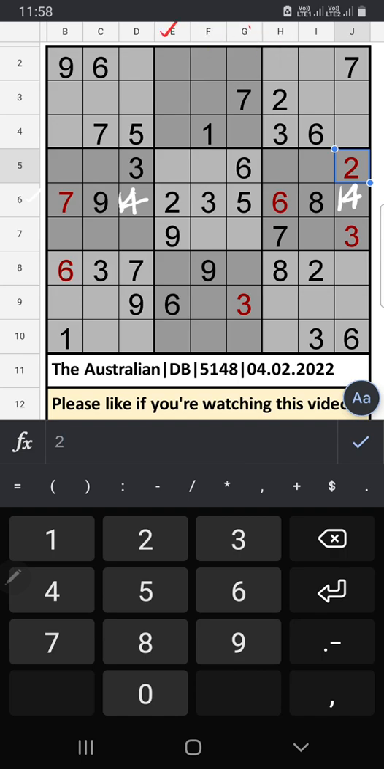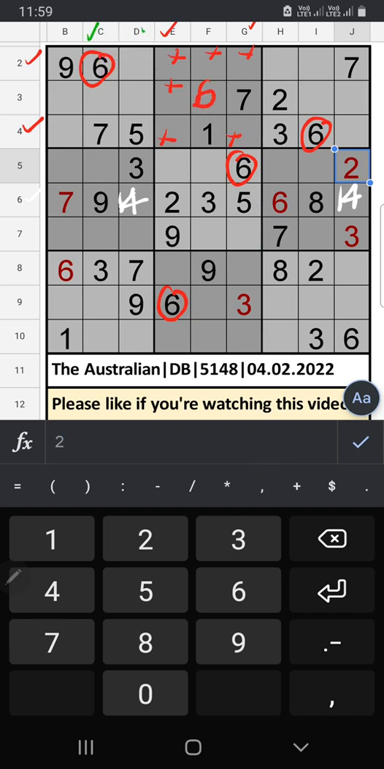Column E and column G we have 6. 7th row and 4th row we have 6. 6 can't come in these cells. Then 6 is confirmed here.